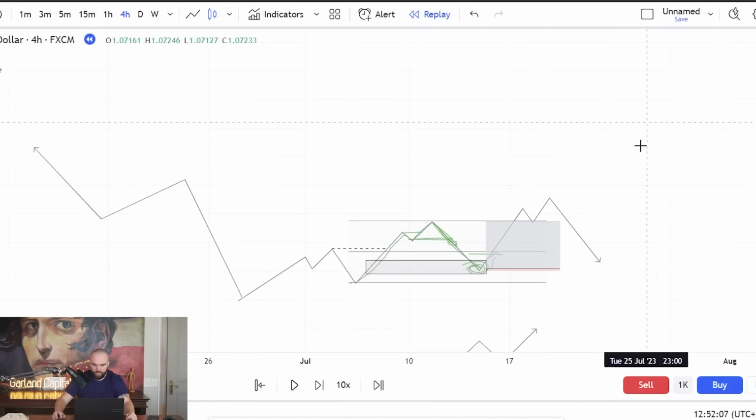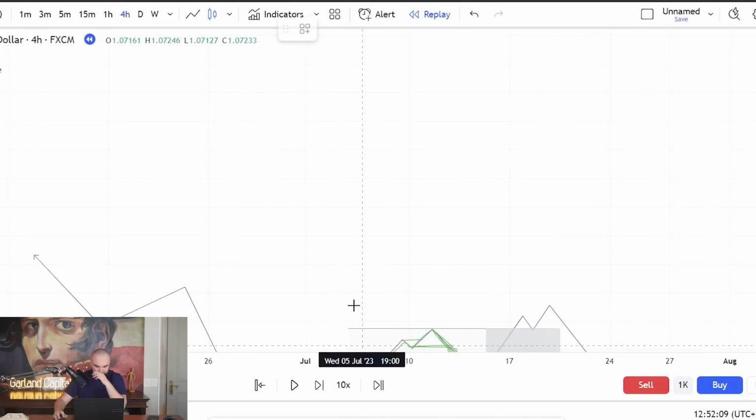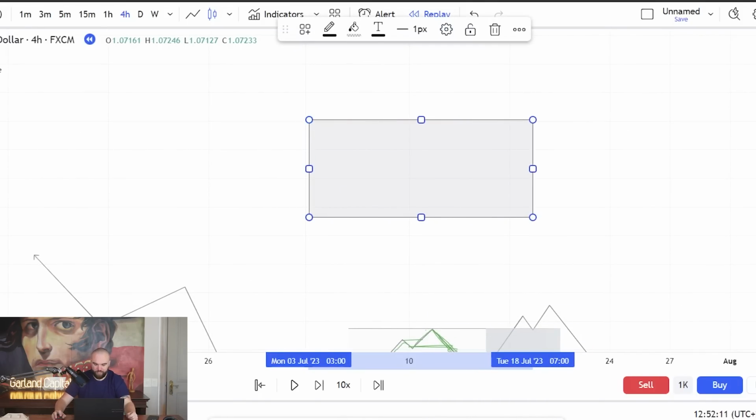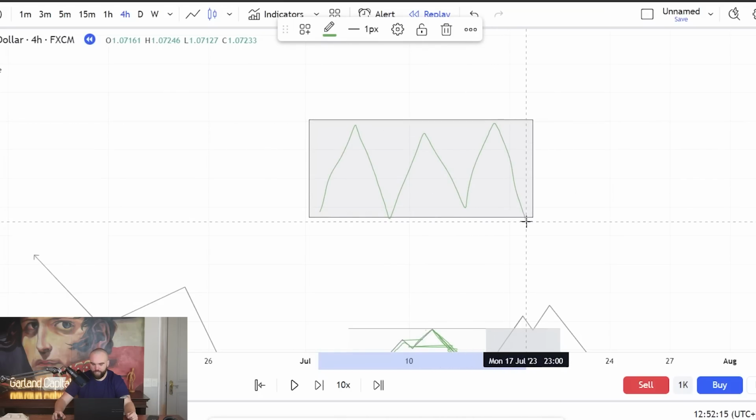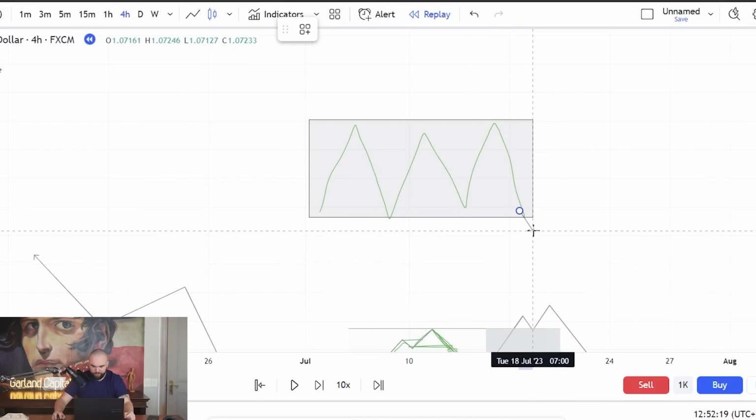What price is more than likely going to do is sweep both sides. So say this box is our range, okay? Price is ranging in this box. Price then breaks out of the box. It breaks out in our zone, okay, in the London kill zone.